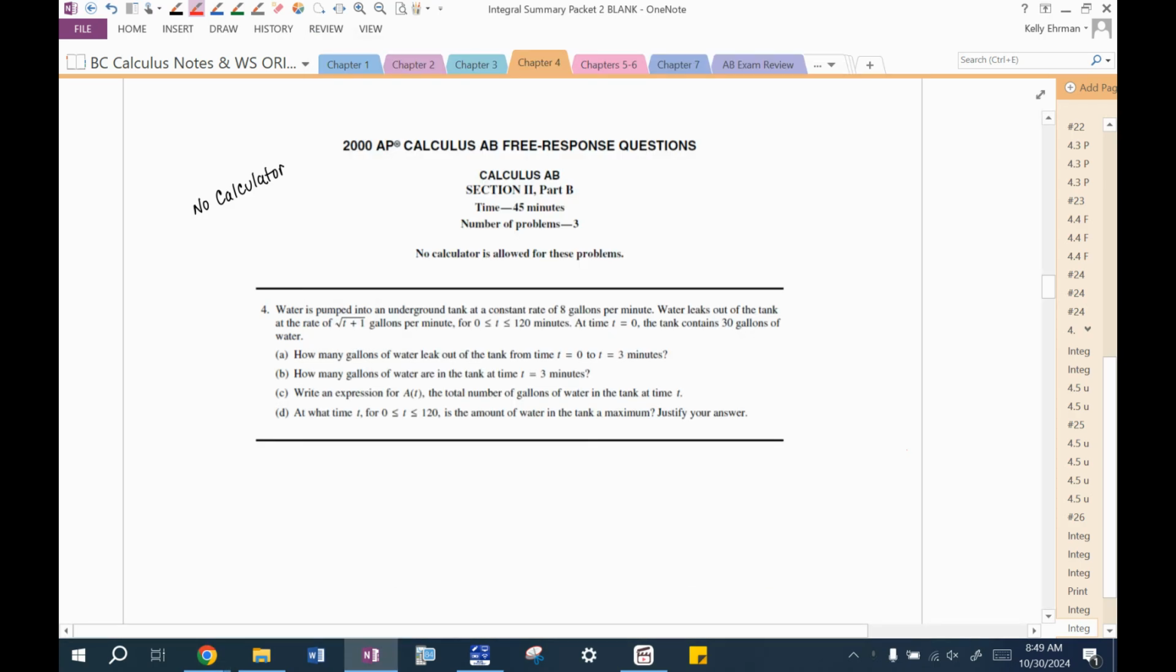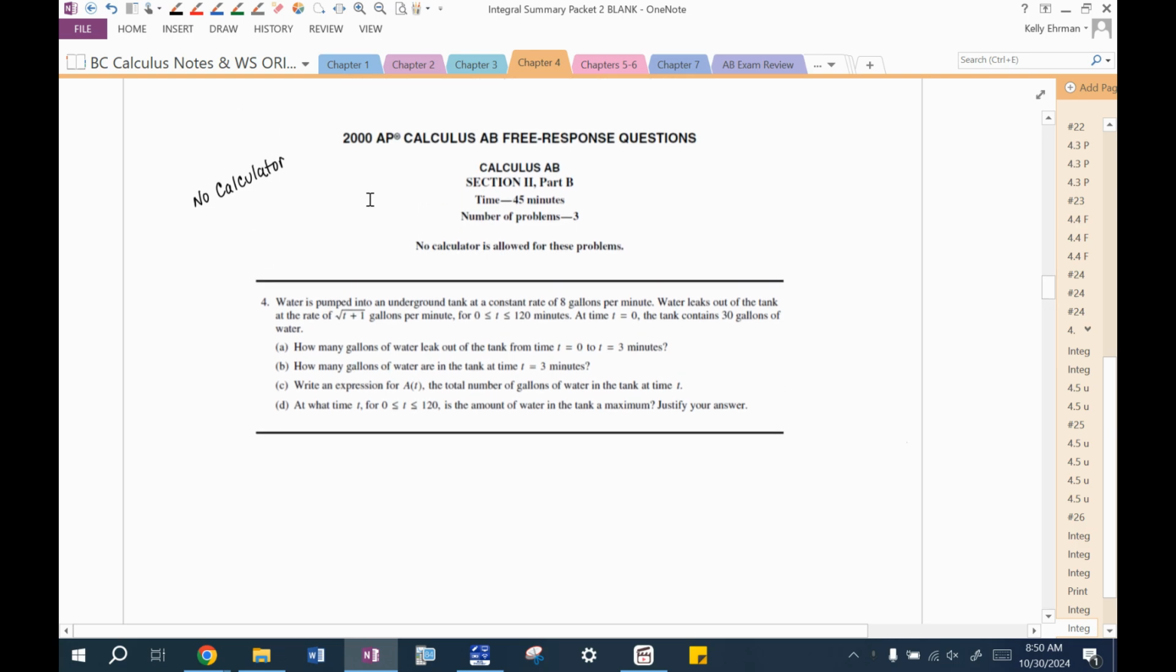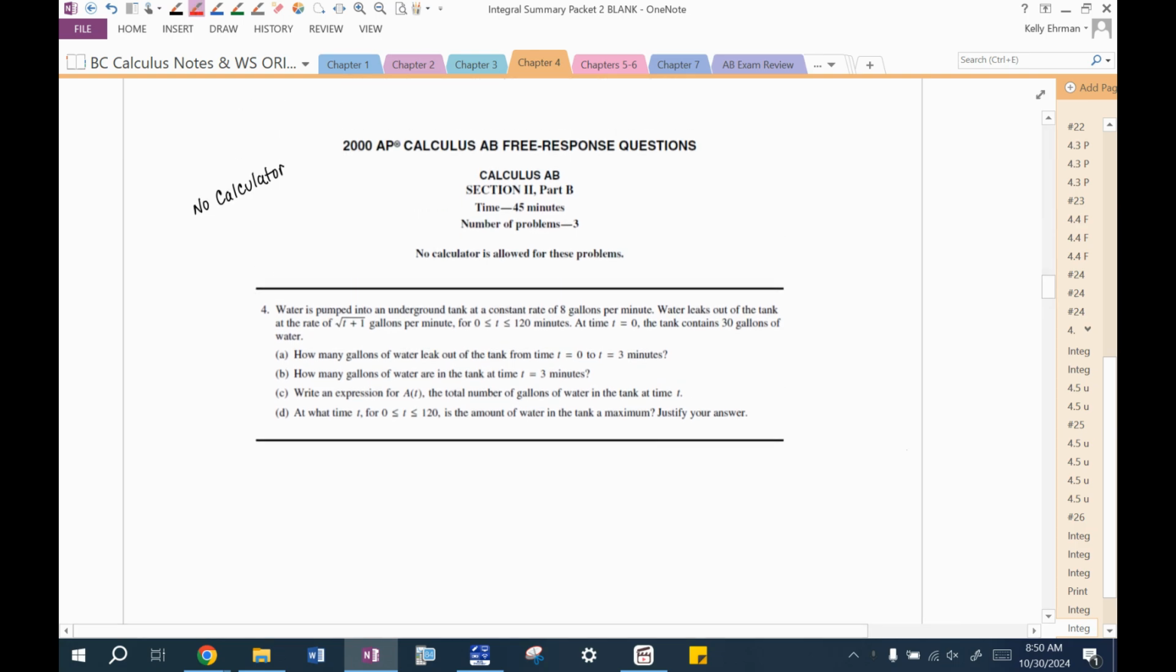All right, now we are into page 4, our fourth problem here. Again, no calculator, and we're into the 2002 test. Again, you can find all kinds of free response practice if you just search online. It's all available on College Board's website.